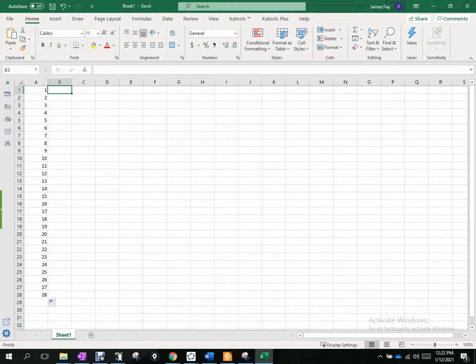And now in this cell, all I'm going to do is hit equals 105, and then divide, and I'm going to click on that cell right there. So I know it's kind of hard to see. Let's see if I can zoom in here.